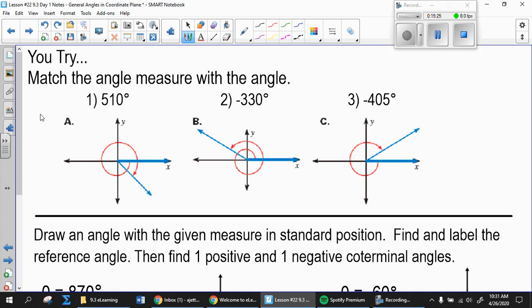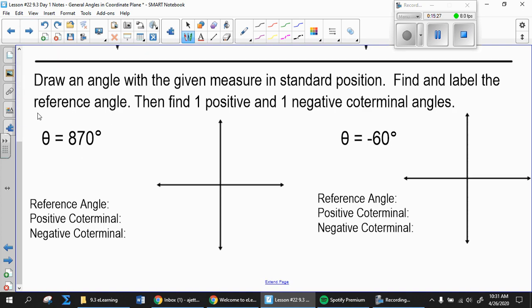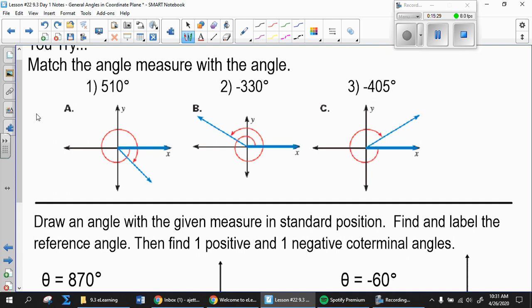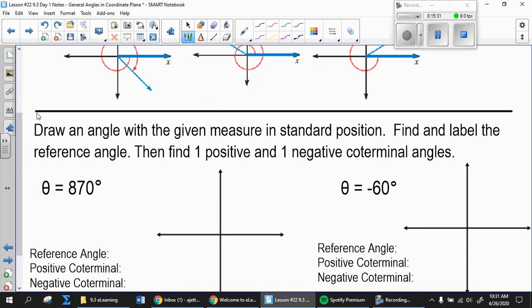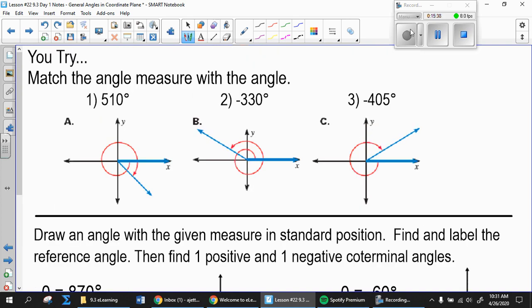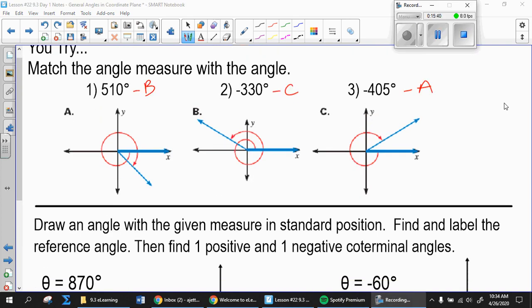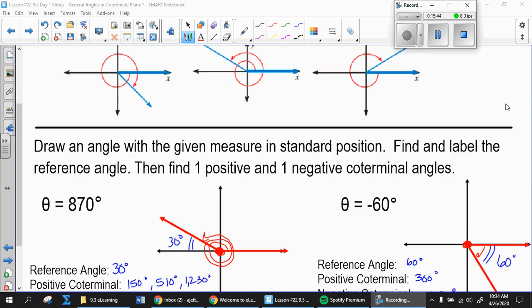All right, I want you guys to pause your video and go ahead and work through these examples here. When you unpause it, I will have the answers there for you. All right, here are your answers. So you should get B, C, A.